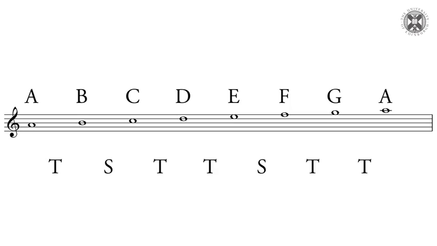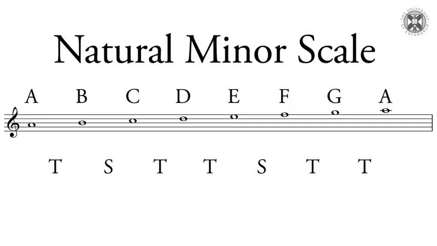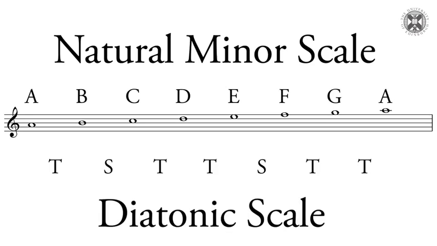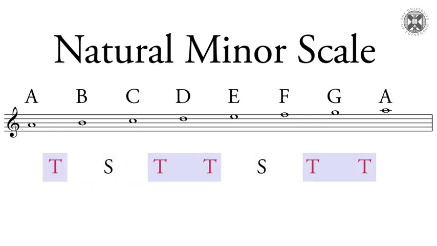Now this is called the natural minor scale, and we'll talk more about this next week, or also the Aeolian mode. It's still a diatonic scale because it still has seven notes with five tones and two semitones, but they have a different sequence of tones and semitones now as opposed to the major scale.